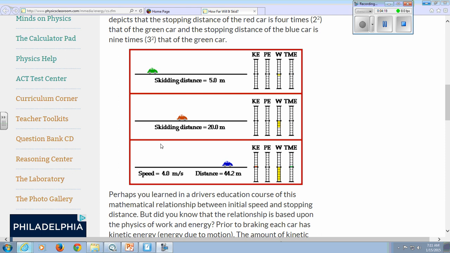And what this simulation is doing is showing the skidding distance of each car, assuming that they're under the same friction conditions, and they begin their stop at the same time. You can see what's happening to the distance, and I'm going to show you why that is. First off, we're going to need to calculate what the actual kinetic energy is of each car. The green car, the red car, and the blue car.